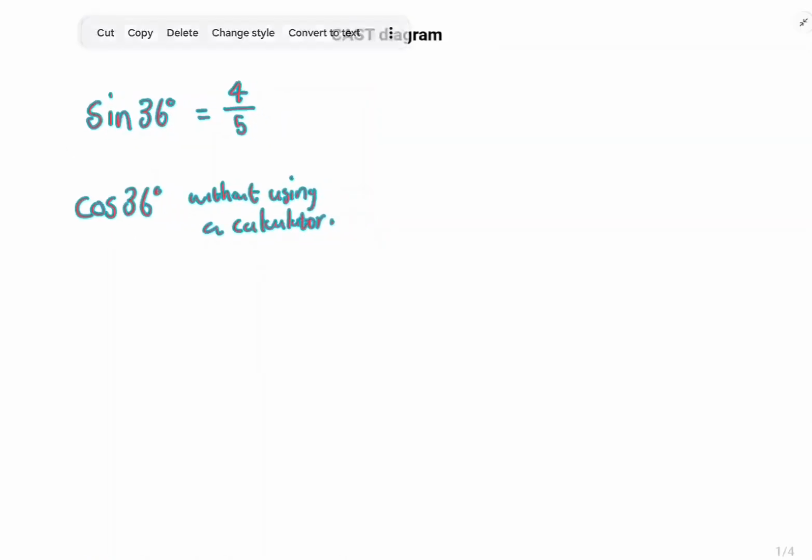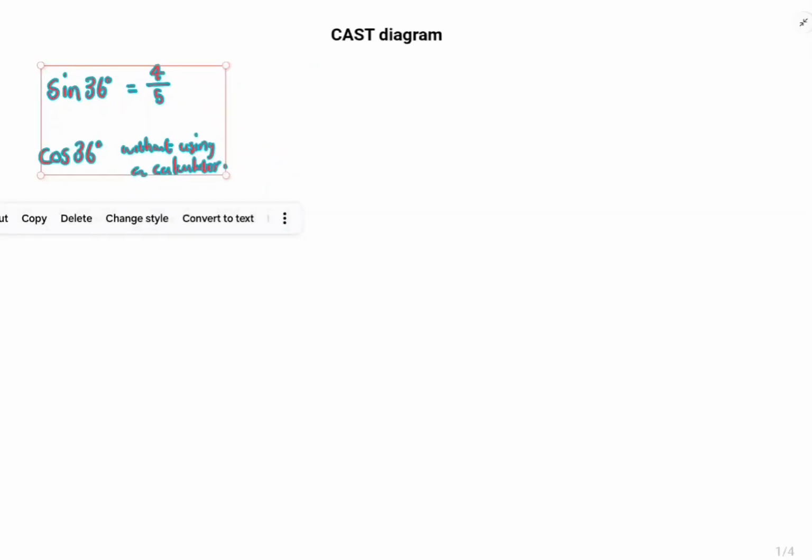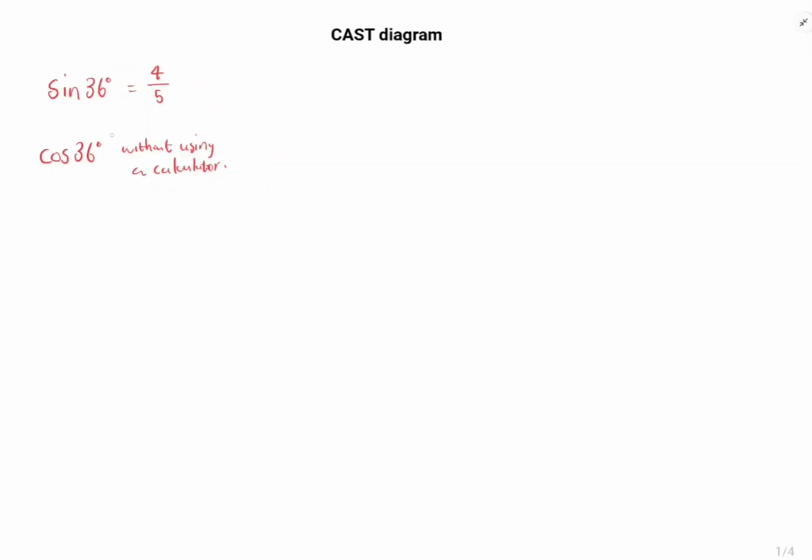So immediately when you get this sort of question where they give you one trigonometric ratio and then they want you to solve another trigonometric ratio without using a calculator, right off the bat you draw a CAST diagram at the side of your paper or somewhere. It's going to be very important. And so we're going to be looking at the given information. Let us work with the given information first.